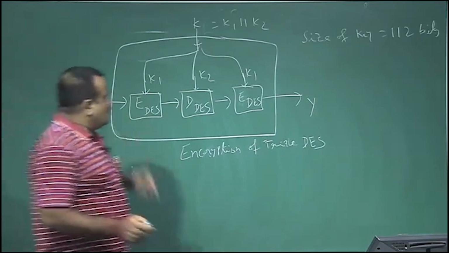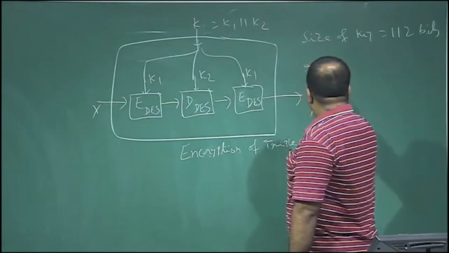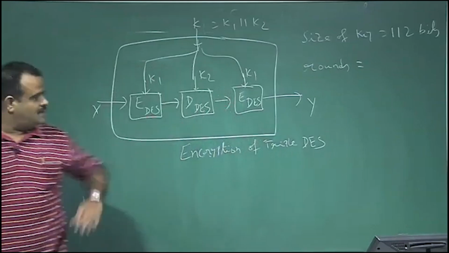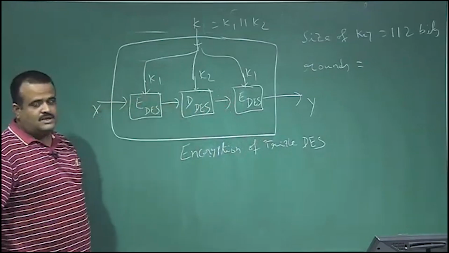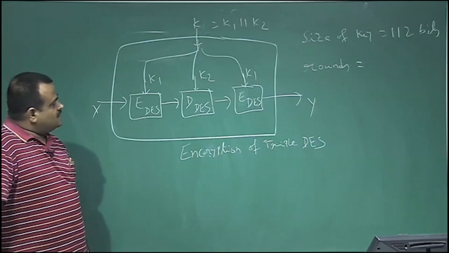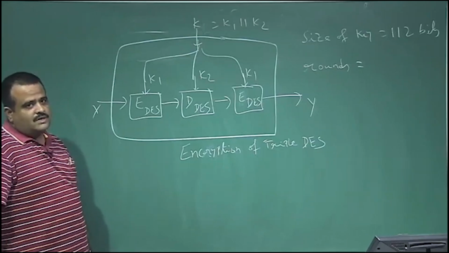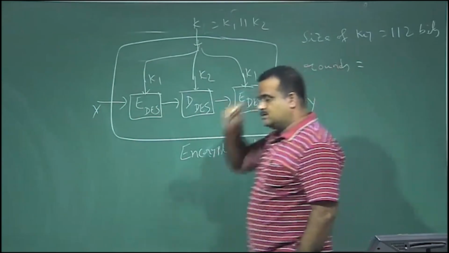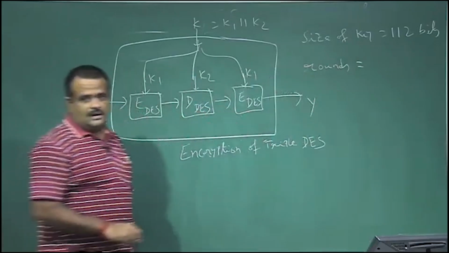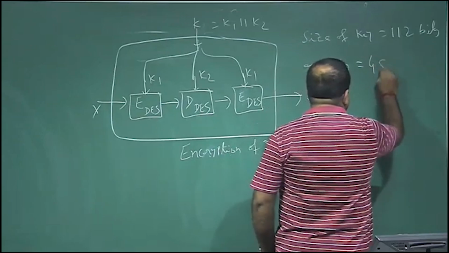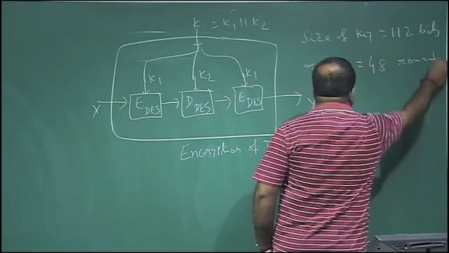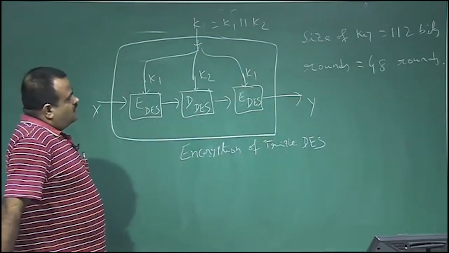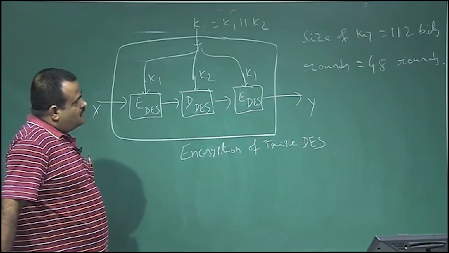So now what is the number of rounds over here? Each of these DES operations, encryption, decryption, encryption, has 16 rounds. So in total we have 16 times 3, which is 32 plus 16, so 48 rounds.